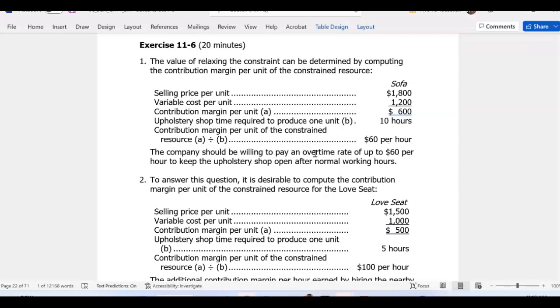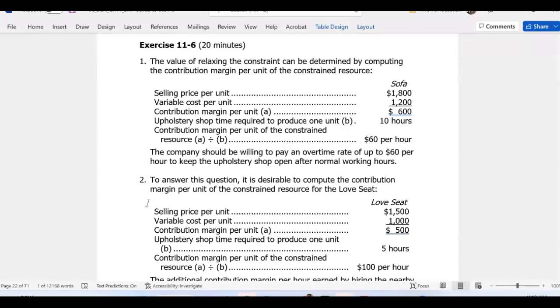The company should be willing to pay an overtime rate up to $60 per hour to keep the upholstery shop open after normal working hours, because per hour profit of 600 divided by 10 hours of labor gives us contribution margin per unit of constrained resource of $60. So we have that much room to move. So we should be able to pay overtime up to that limit. Obviously, we don't want to pay very close to that limit, but up to $60 per hour.